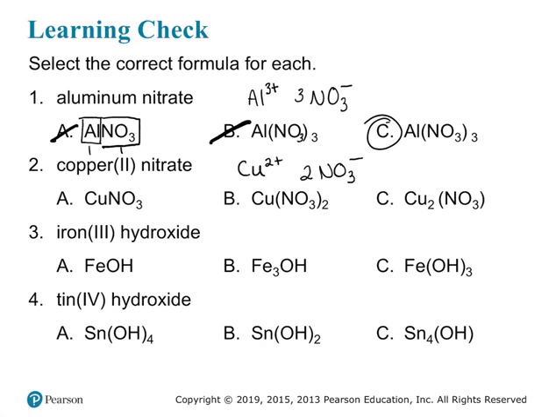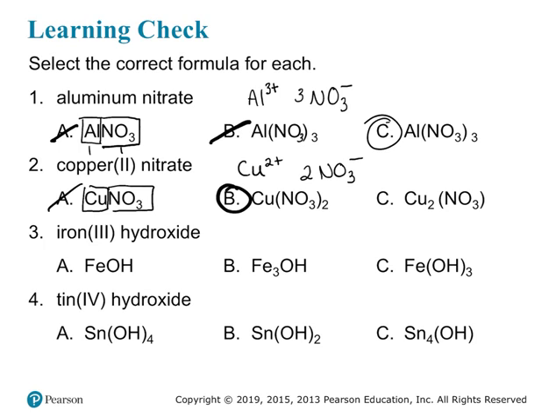So let's look at A. We have one of each. We have one copper ion and one nitrate ion. So that's not correct because we need 2 nitrates. What about B? Yeah, that one is the answer. We have one copper ion and then we have 2 nitrate ions.